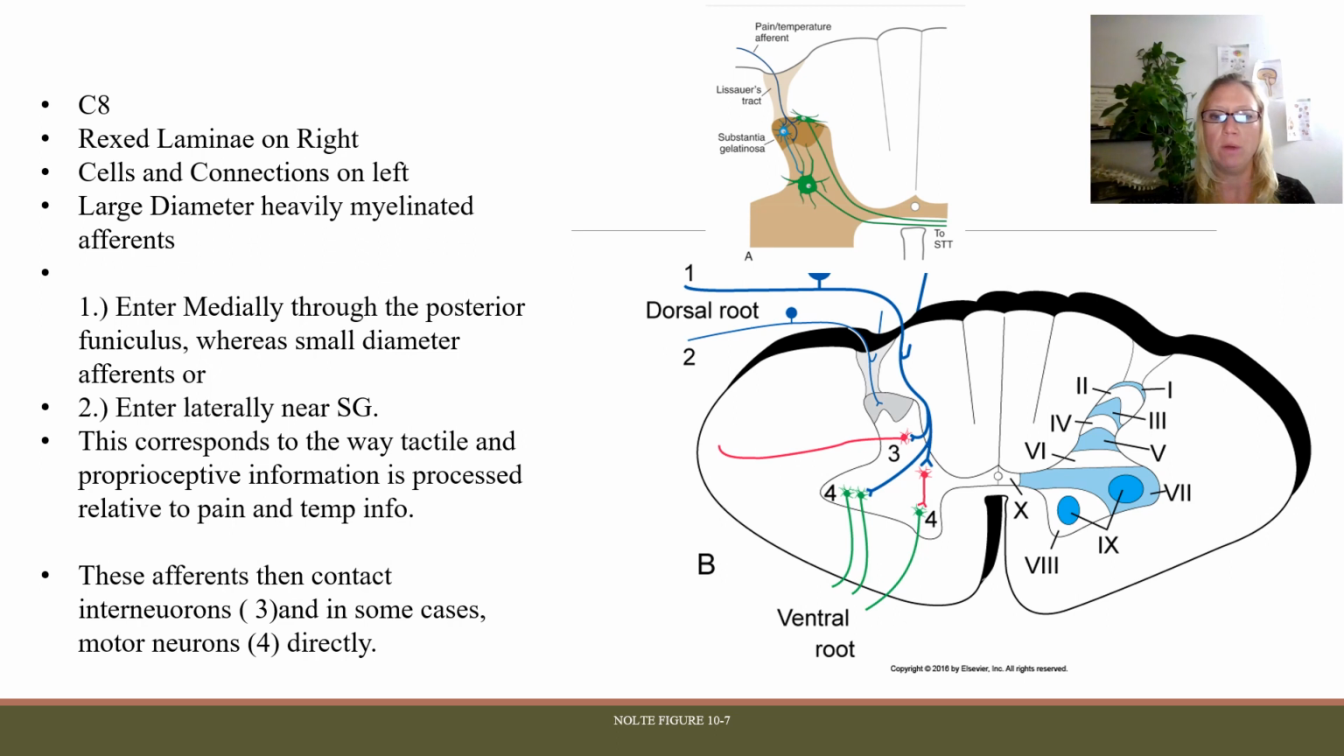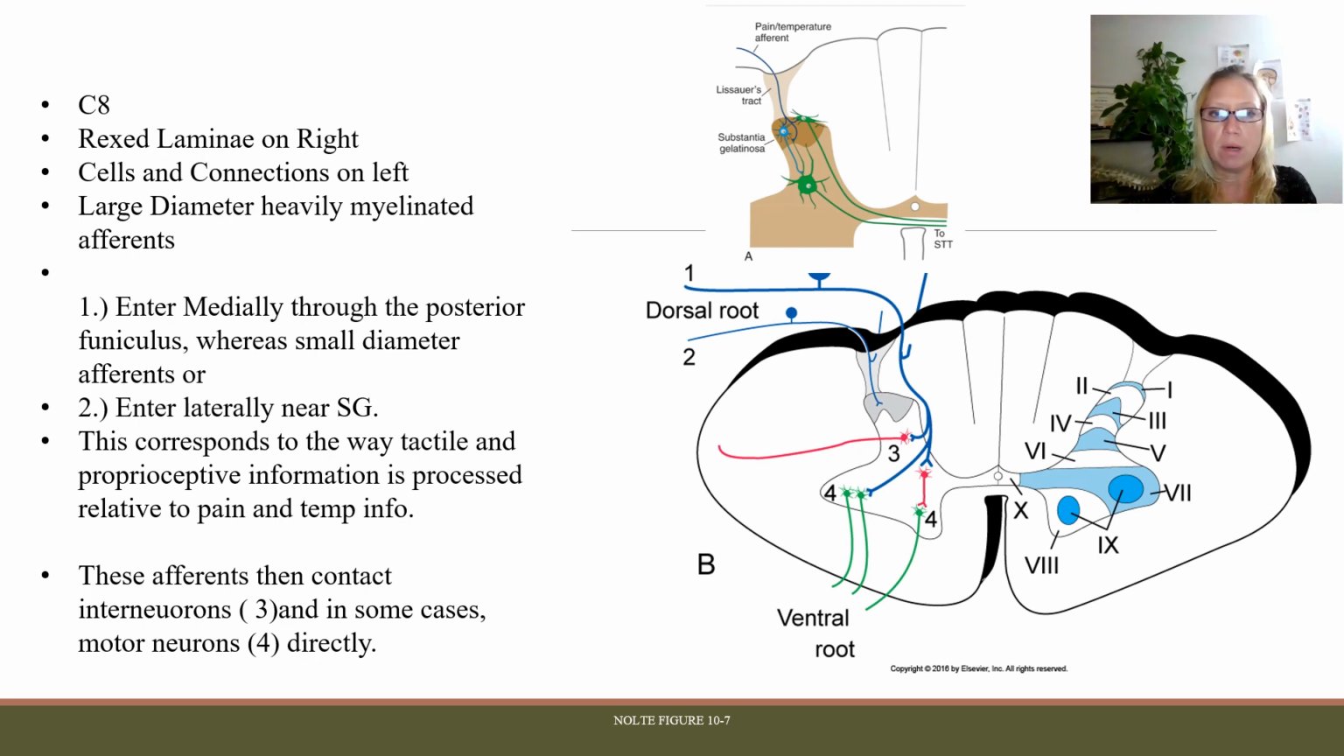Okay, so what are we looking at here? We're looking at a section that's representing C8. Okay, so this is that C8 section here. You would be taking a look at that area in between C7 and T1. So Rexed on the right, and then the cells and their connections are on the left. And we're looking at large diameter, heavily myelinated afferents.